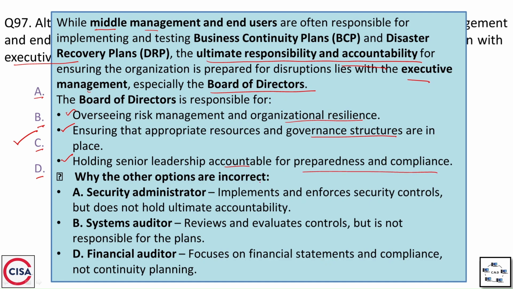Why the other options are incorrect? Option A, Security Administrator, implements and enforces security controls but does not hold ultimate responsibility or accountability. Option B, Systems Auditor, reviews and evaluates controls but is not responsible for the plans. Option D, Financial Auditor, focuses on financial statements and compliance, not continuity planning.